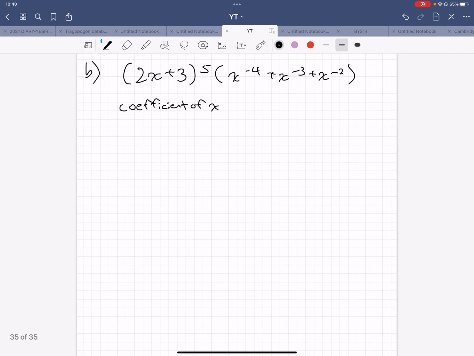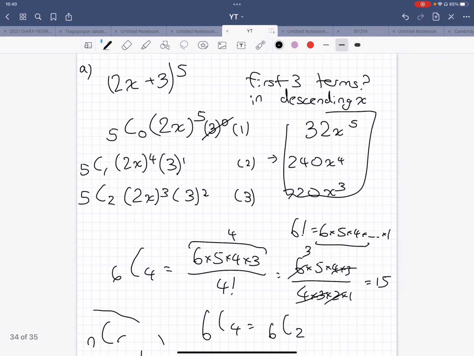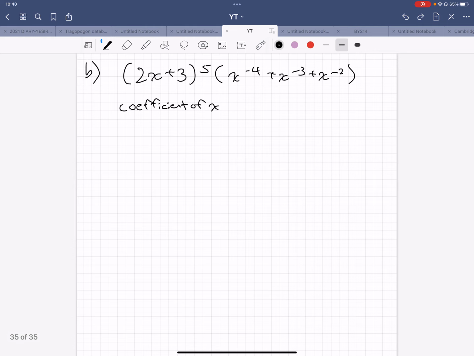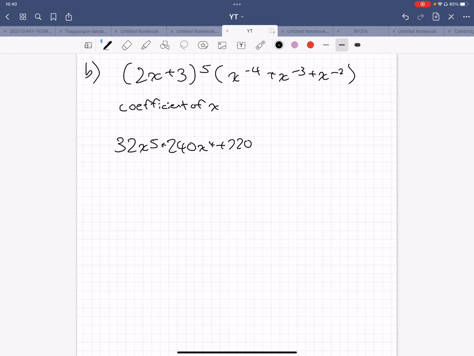So what they want you to do in these equations is, in part A, you solve for the first 3 terms. So we say this is 32x to the 5th plus 240x to the 4th plus 720x cubed plus dot dot dot, times x to the negative 4th plus x to the negative 3rd plus x to the negative 2nd power. And so now they're saying find the coefficient of x.